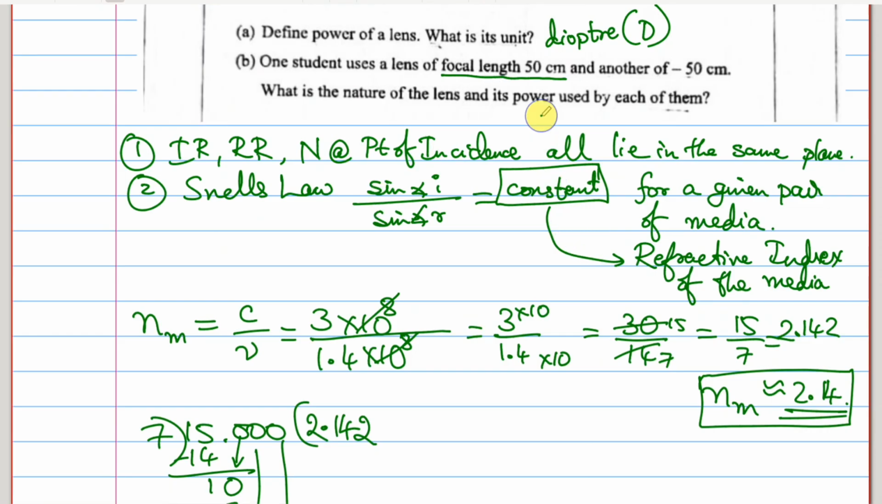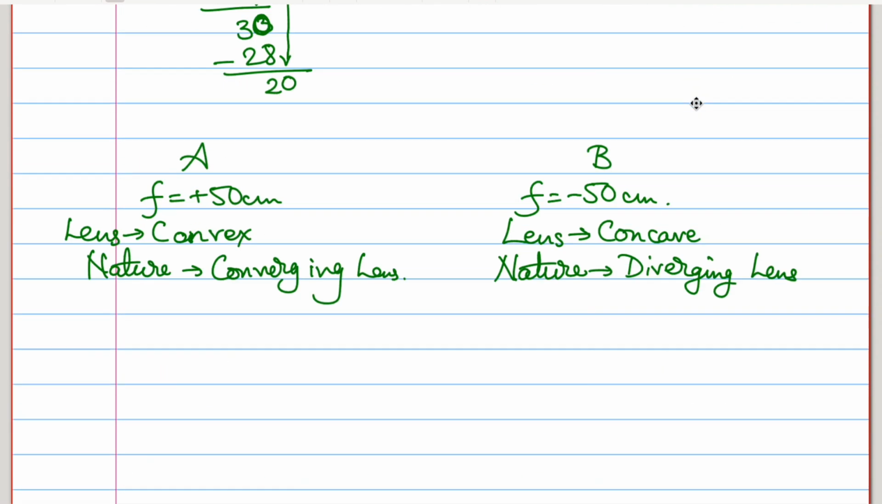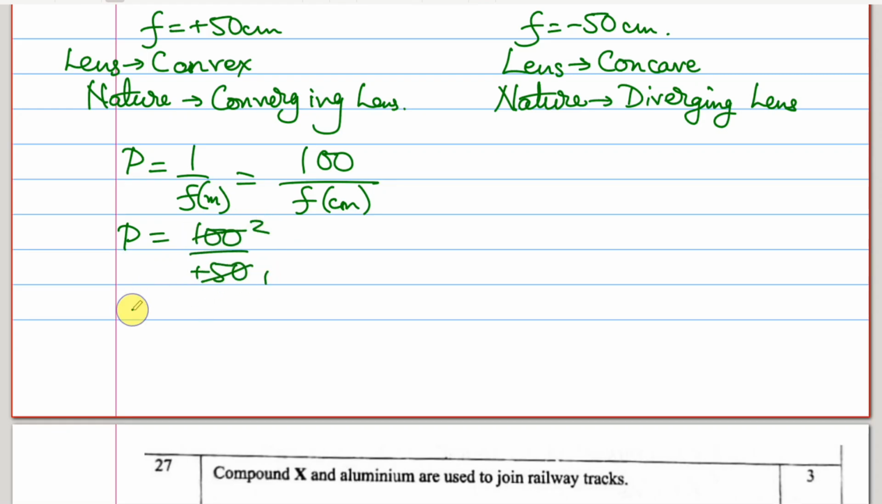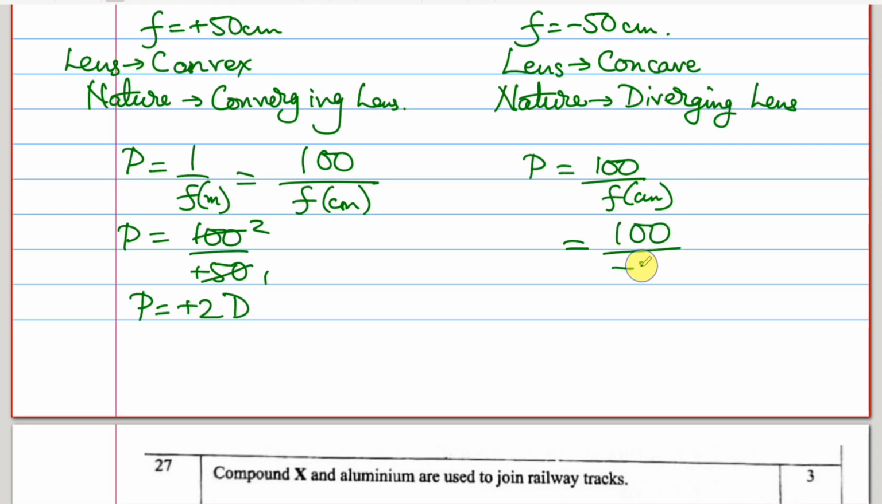Lastly, they have asked us to calculate power used by each one of them. For power, we have the formula P is equal to 1 by f, but this formula is when f is in meters, but it will be 100 by f when f is in centimeters. For the first case, power will be equal to 100 divided by positive 50, which will be 50 twice. So power will be plus 2 diopter D. In the second case, P will be equal to 100 upon minus 50. This time positive divided by negative will be negative. So 5 2s are 10. So minus 2 D in the second case.